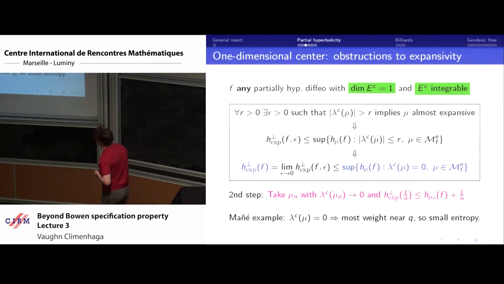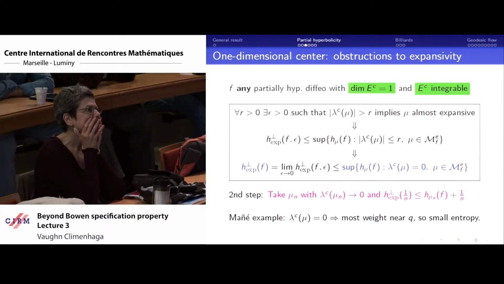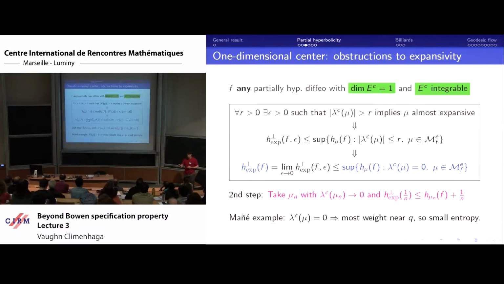And then some argument, which is outlined here, shows that as you send epsilon to 0, this converges to the supremum of entropies of measures with 0 center exponent, so that these are the obstructions to expansivity. And the argument is a simple one using upper semi-continuity of the entropy function and just convergence of some sequence of ergodic measures. So that's the takeaway from this slide. For this class of systems, the obstructions to expansivity are measures with 0 center exponent. Every other measure is almost expansive.